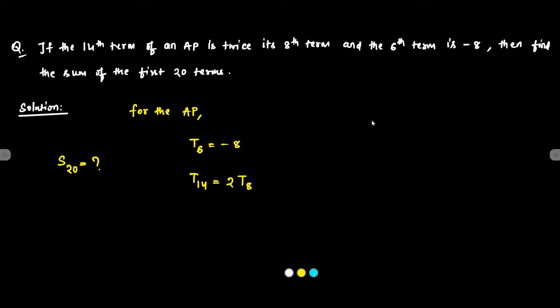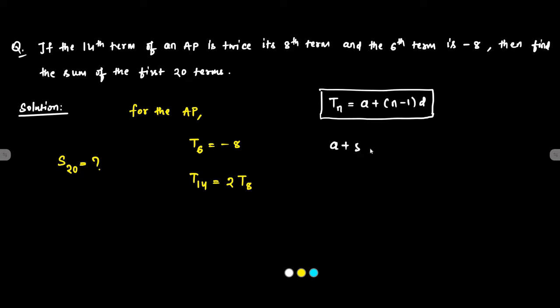So we know the general formula for the nth term. Tn is equal to A plus n minus 1 into d, where A is the first term, d is the common difference, and n is the particular nth term in the arithmetic progression. T6 is equal to minus 8, so that implies A plus 6 minus 1 into d, since n is equal to 6 in this case. 6 minus 1 is 5, so A plus 5d is equal to minus 8. This is one of the equations.